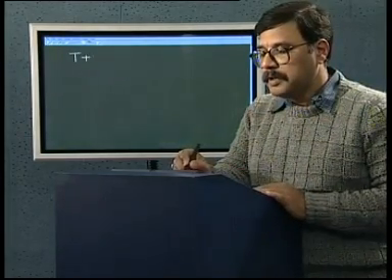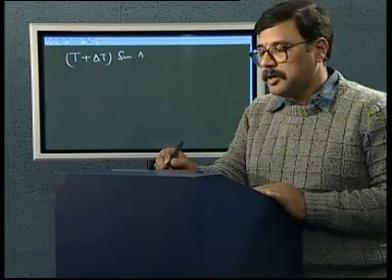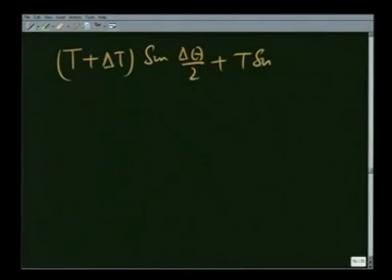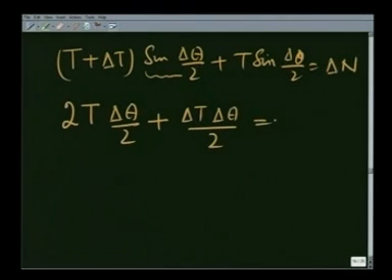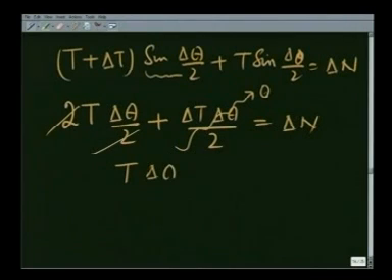I have (t plus delta t) sine delta theta over 2 plus t sine delta theta over 2 equals delta n, which can be approximated for a small delta theta as 2t delta theta over 2. I replace this whole thing by t delta theta over 2 plus delta t delta theta over 2 equals delta n. This is a second order term, so that can be taken to be 0 in the limit that I take delta theta going to 0. So, this cancels, and t delta theta equals delta n, because this is a very small normal reaction.